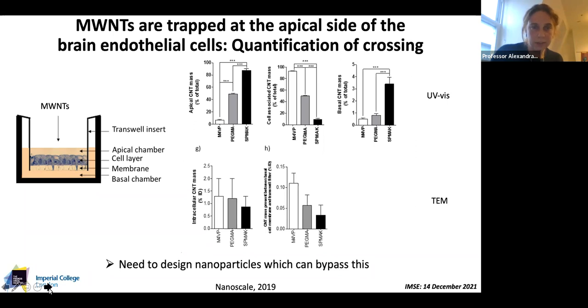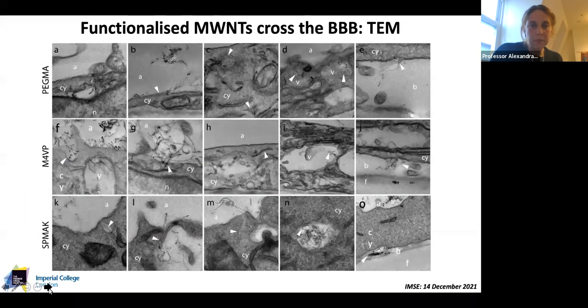So next slide. And then we confirmed this using transmission electron microscopy, where we took images of the different particles, negatively charged, positively charged, neutral charged, crossing the blood-brain barrier. And for example, in Q on the bottom right, you can see here at the basal side, a nanotube which has crossed to the basal side across these cells. And again, we were seeing at the apical side evidence of this transcytosis mechanism, so the insertion process where the nanotubes were able to insert into the membrane of these cells.